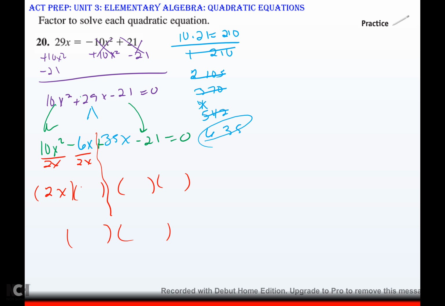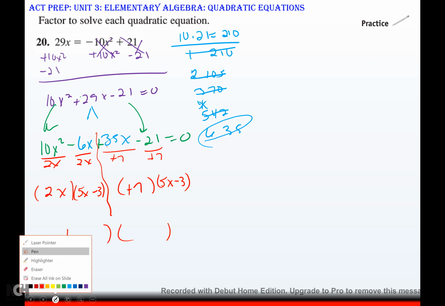I get 5x minus 3. Over here, I can pull a 7. 35x divided by 7 would be 5x. Negative 21 divided by 7 would be negative 3. Positive 7 would be here, and this would be 5x minus 3.